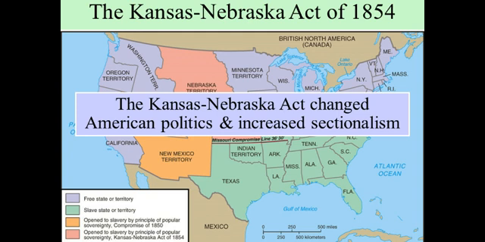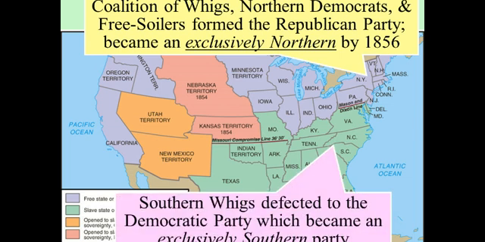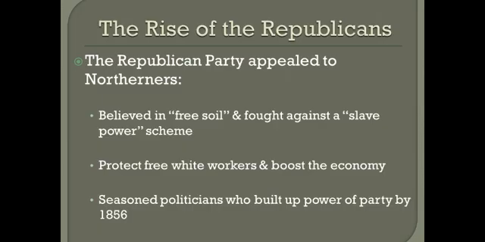So let's revisit the Kansas-Nebraska Act because it's very important in the context of politics. It changed American politics and increased sectionalism, all right? You have a coalition of Whigs, Northern Democrats, and Free Soilers, and it was mostly North. This purple area is where it's Northern dominated. That's the north side of the country, so that's where really the Republicans were, okay? Then you have the Southern Whigs, and they defected and became the Democratic Party, and that was completely a Southern party, okay? So that's very important to know.